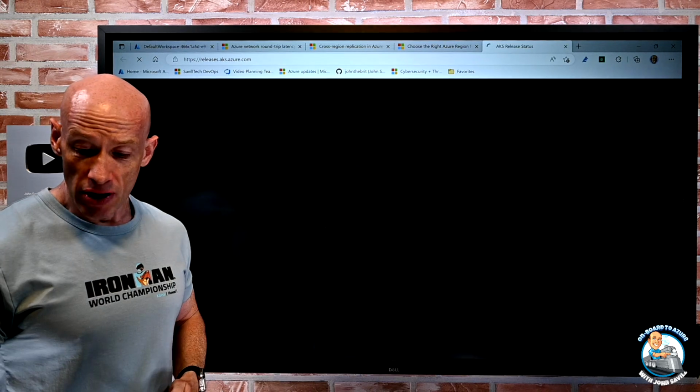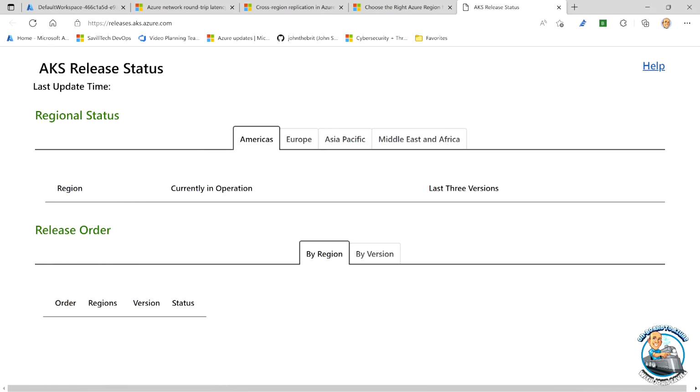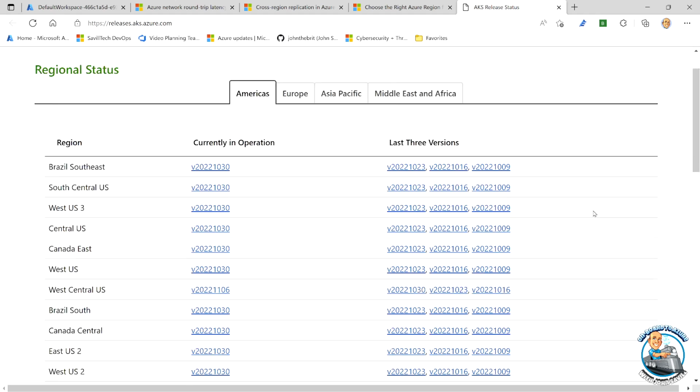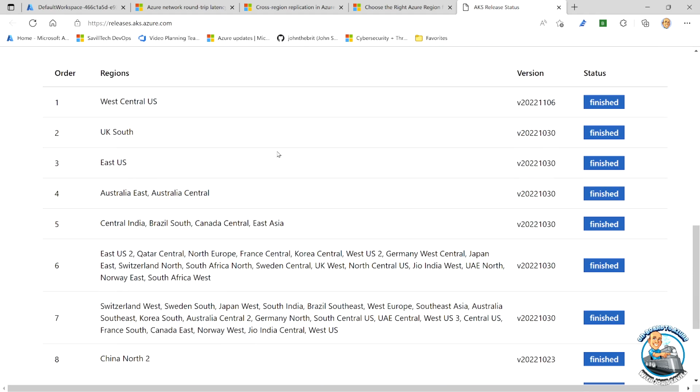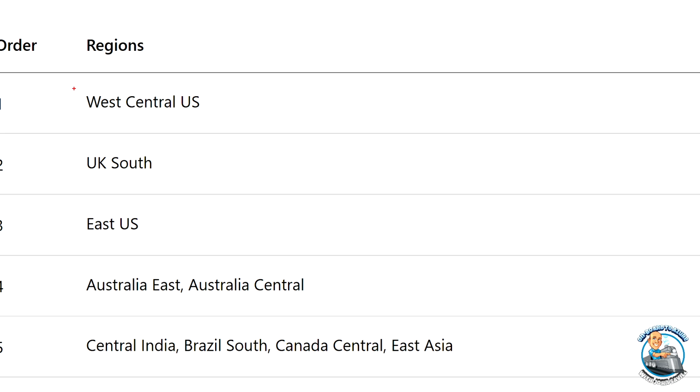But AKS, for example, if I went and look at AKS actually exposes their release order. So when I talked about region 1, well, West Central US is typically that region for everyone. So West Central US gets updates very early for most services.